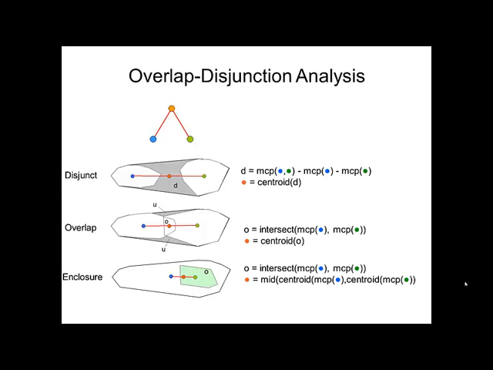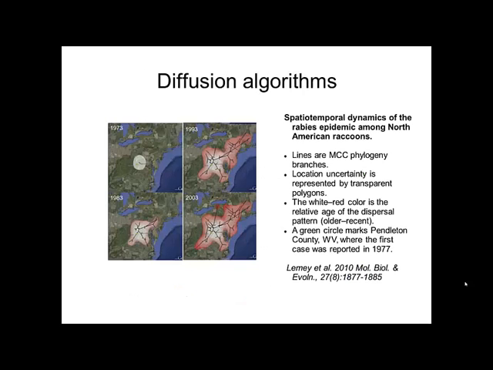If the 2 minimum convex polygons are disjunct, they don't overlap each other, we put the internal node in the center of the space between the 2 daughter ranges. If they overlap, we put it at the center of the overlapping area. And if one is enclosed by the other, we can put it in the center between the convex polygon of the enclosed set of observations and the enclosing set of observations. This one is the one that I'm going to show you some results for in due course.